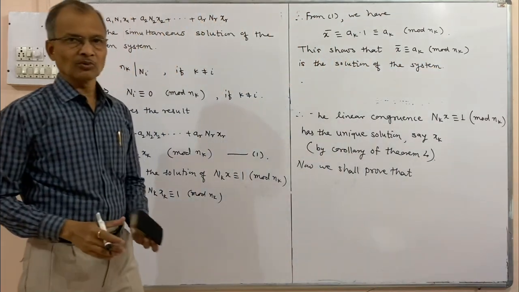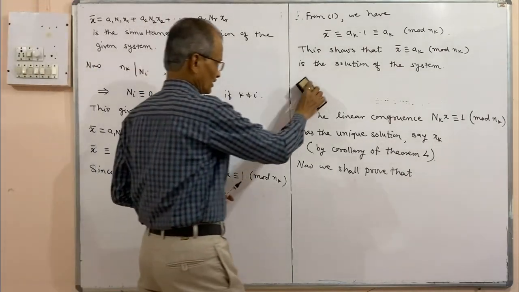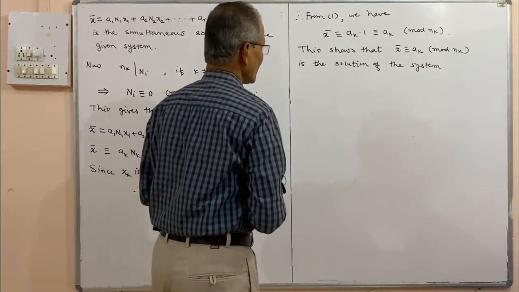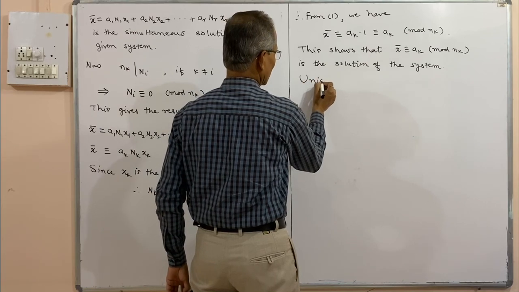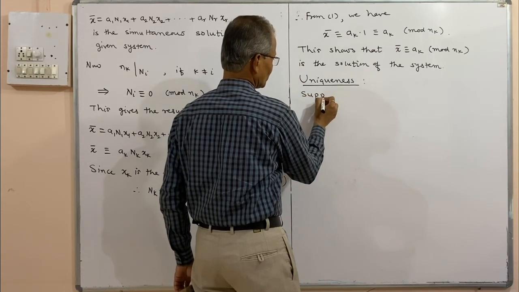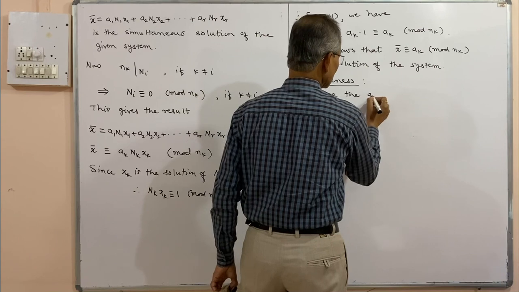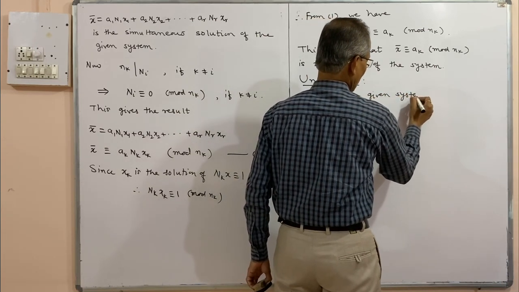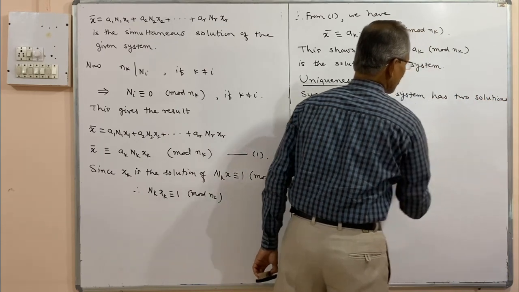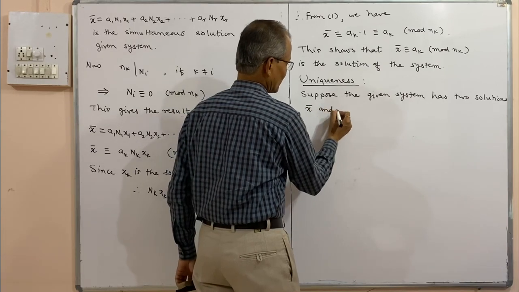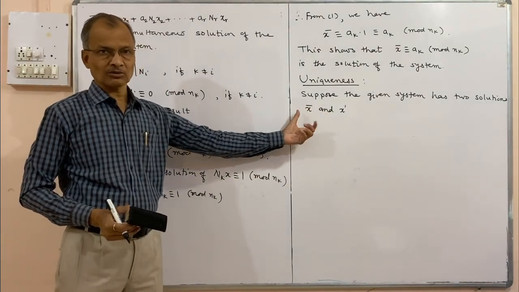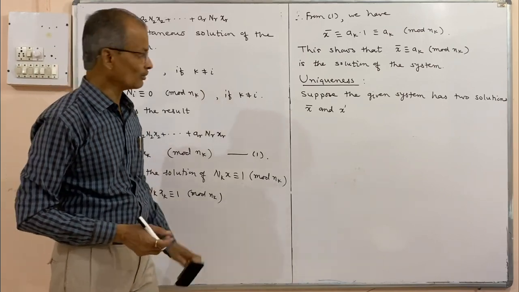Now what remains to prove is that the solution is unique. This solution is unique, that we have to prove. That means the solution is only one, and we shall consider that part separately. Uniqueness. Suppose the given system has two solutions, x bar and x dash. To prove the uniqueness, we assume two solutions, and further we show the two solutions are the same. That proves the solution is only one.